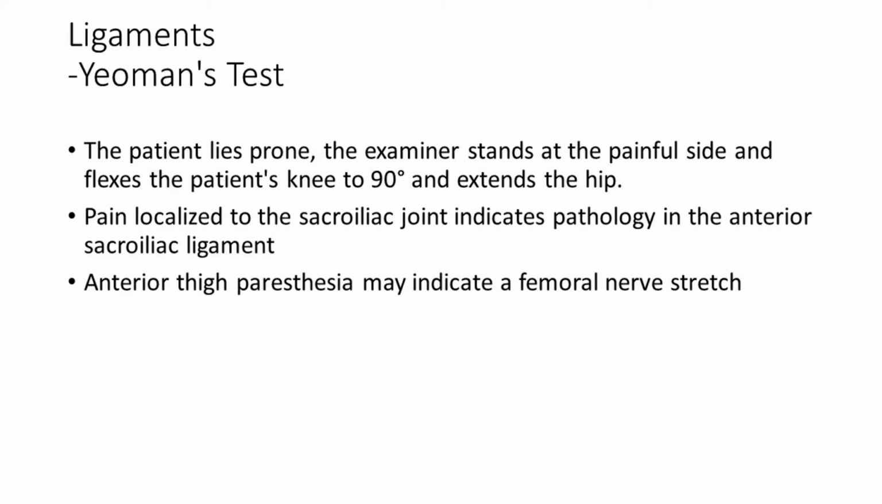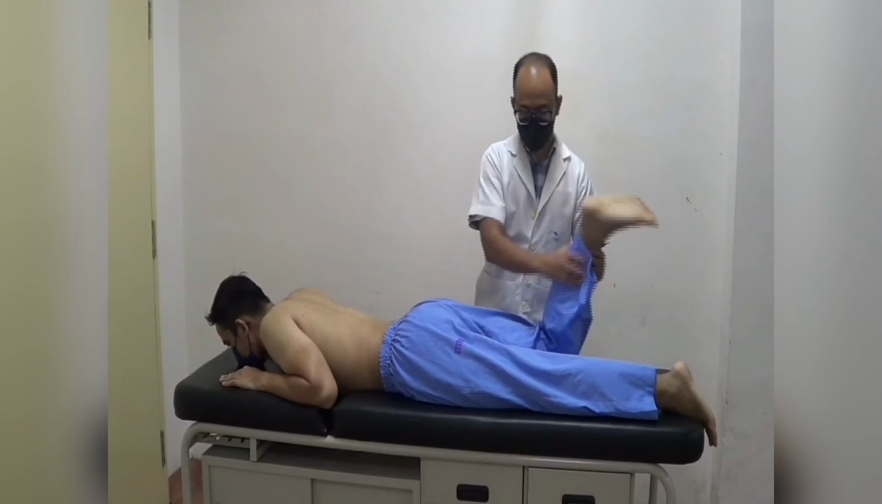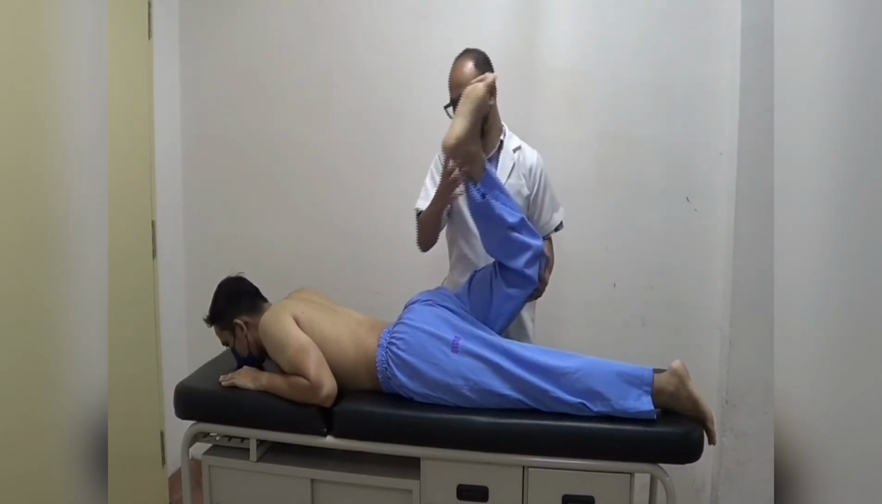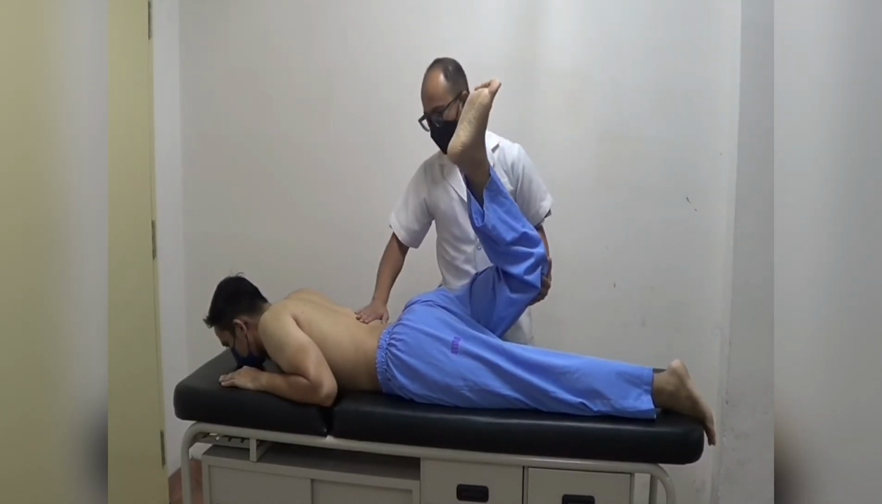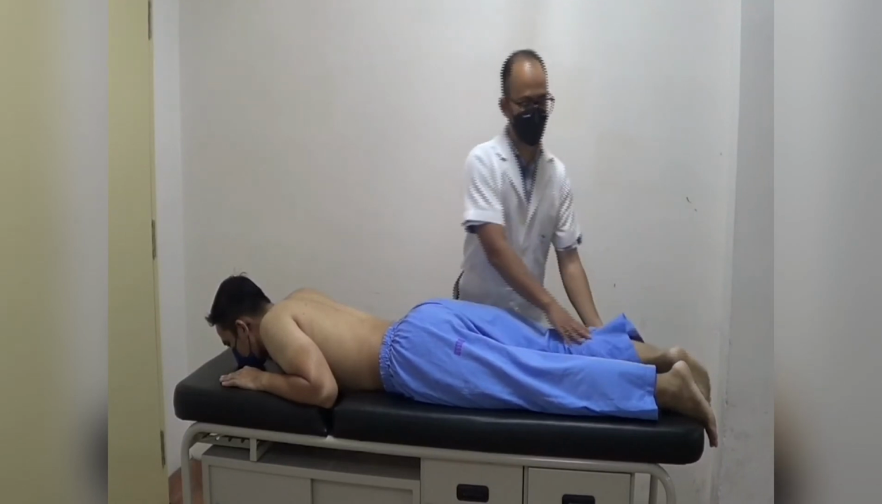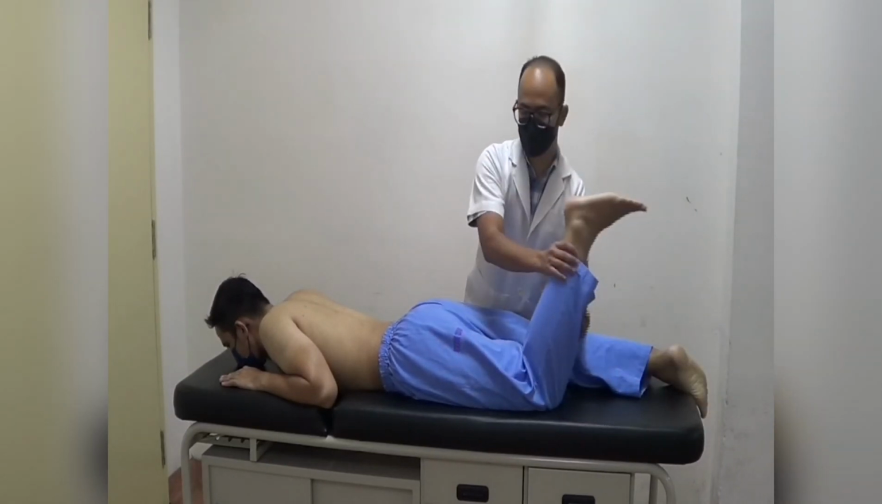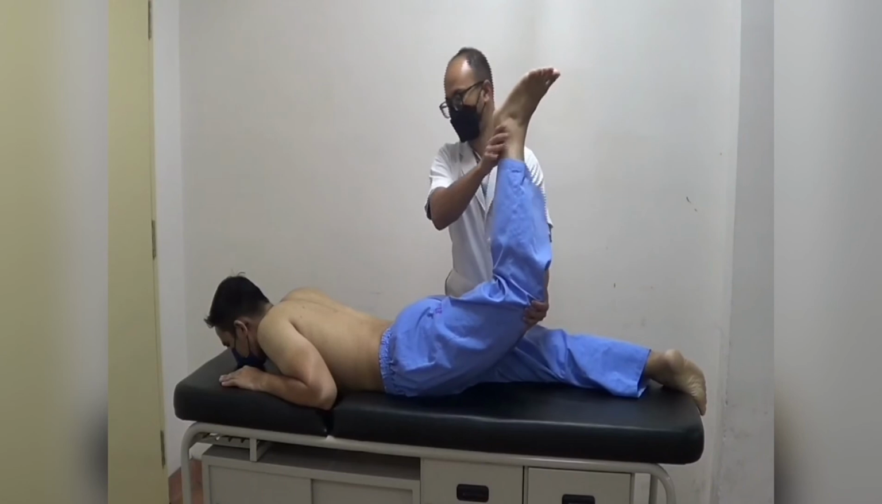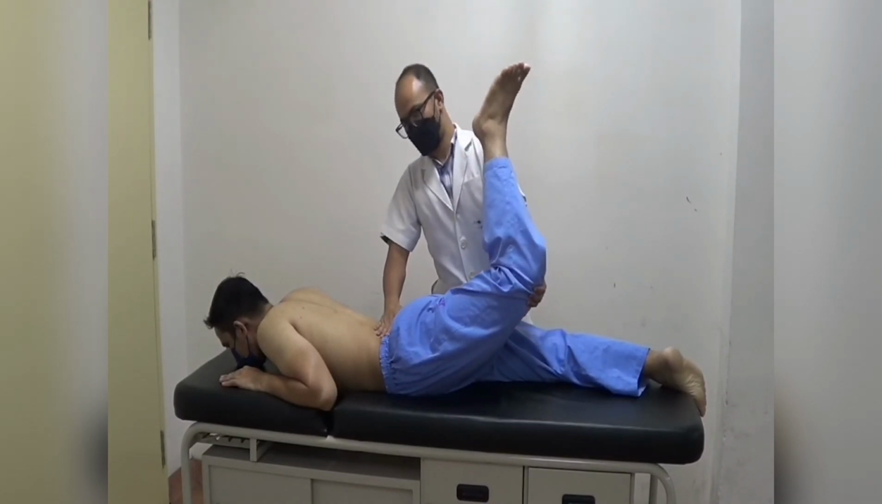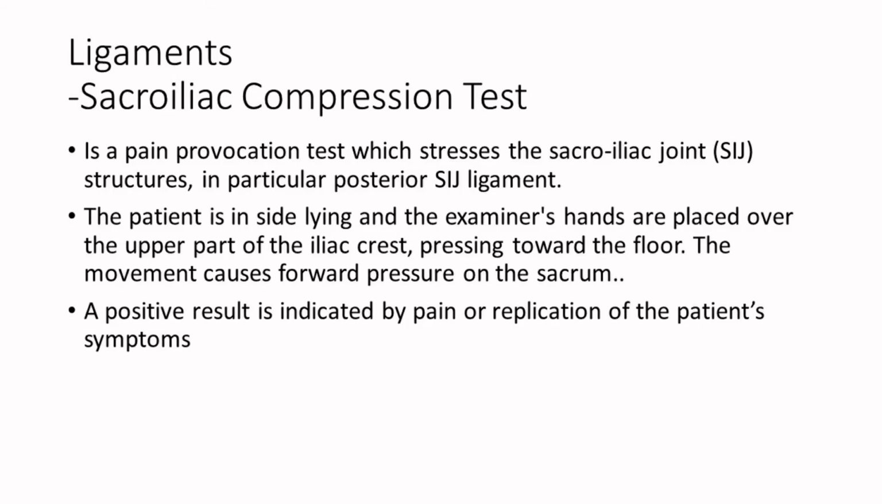For ligaments, we can do Yeoman's test. The patient lies prone, the examiner stands at the painful side and flexes the patient's knee to 90 degrees and extends the hip. Pain localized to the sacroiliac joint indicates pathology in the anterior sacroiliac ligament. Anterior thigh paresthesia may indicate a femoral nerve stretch.